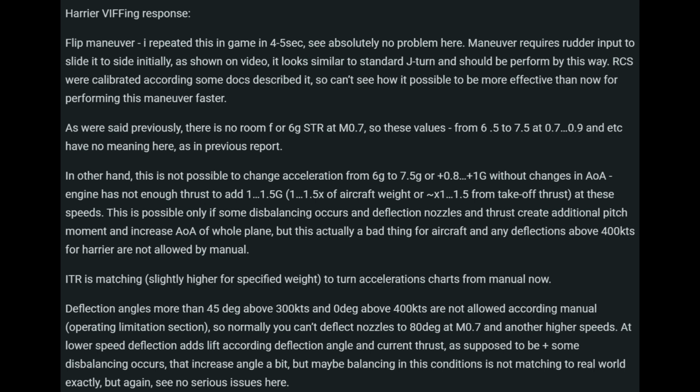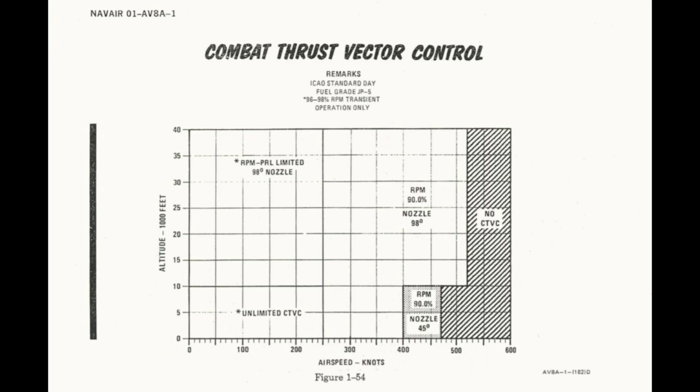Deflection angles more than 45 degrees above 300 knots and 0 degrees above 400 knots are not allowed according to manual. I don't know if he just did not bother to read the manual or if he just cannot read, but the manual says otherwise. Unlimited thrust vector control can be utilized all the way up until 400 knots. The 45-degree restriction starts at 400 knots and is allowed up until 470 knots at sea level.